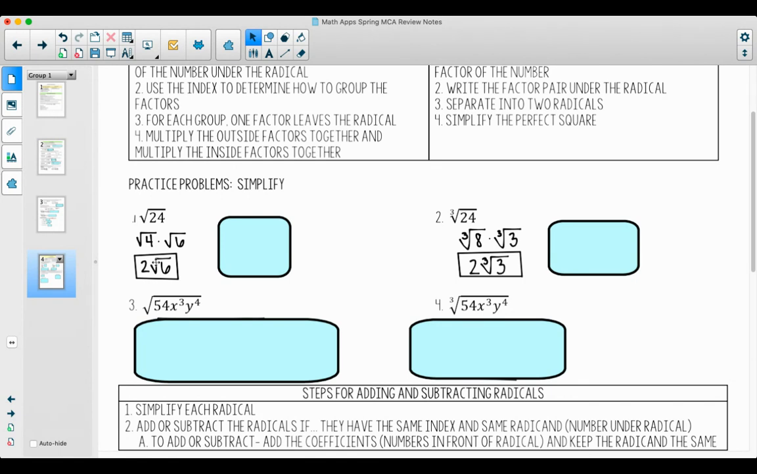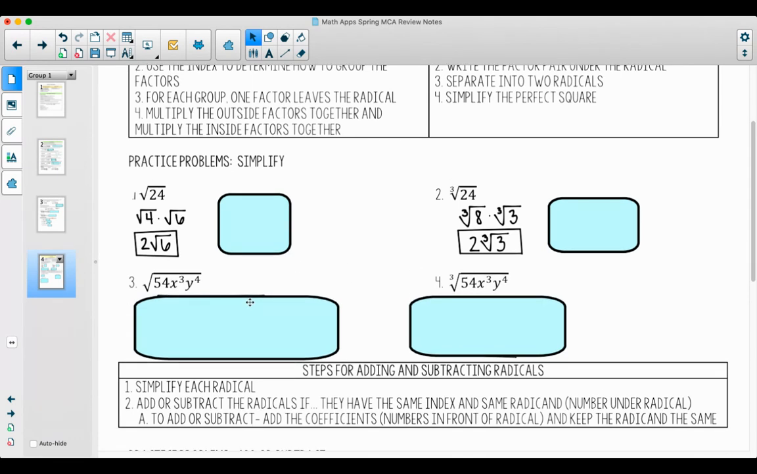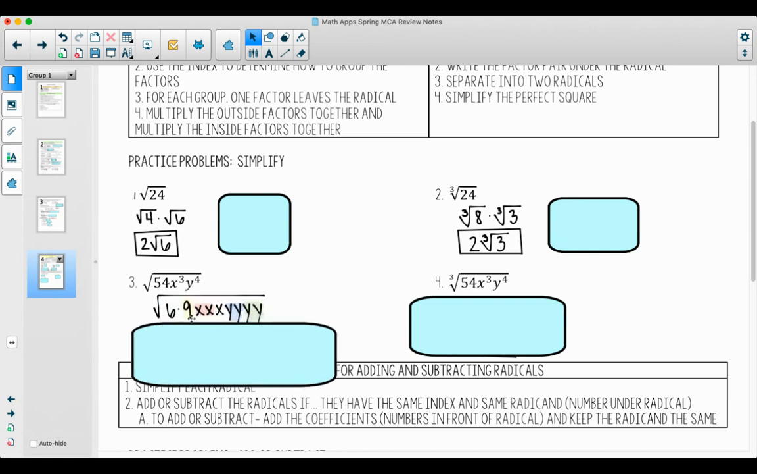3 and 4 look very similar. We've also added variables in there as well. In practice problem number 3, we see we have the square root of 54, x to the 3rd, y to the 4th. So I decided to rewrite this as the square root of 6 times 9, and then I expanded and wrote out 3 x's and 4 y's.